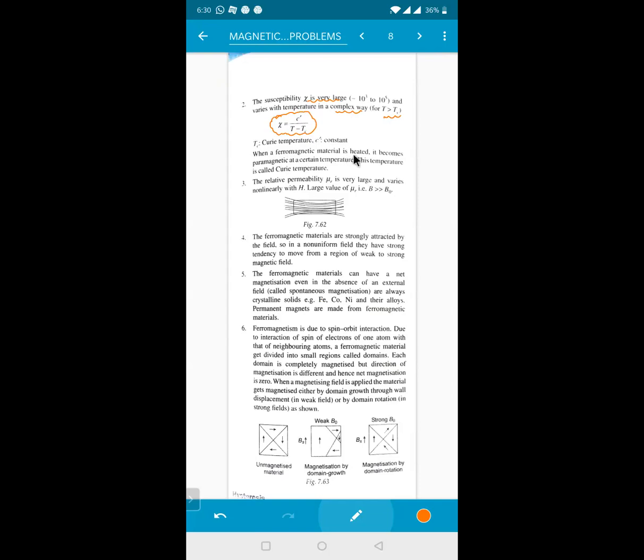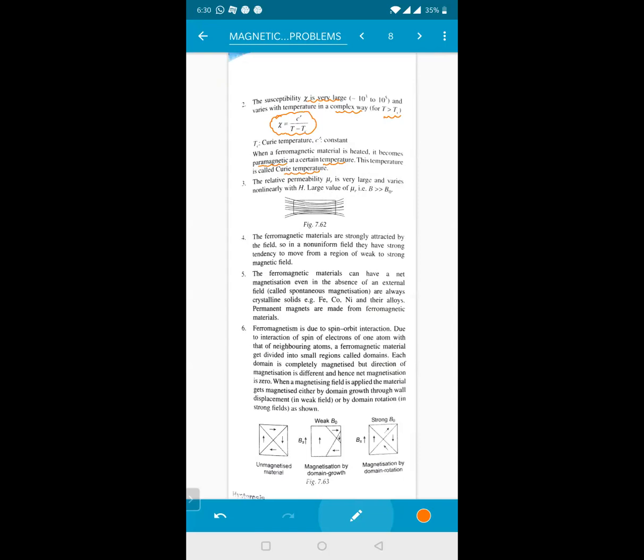So that means whenever a ferromagnetic metal is heated, it becomes paramagnetic at a certain temperature. This temperature is called your Curie temperature. When a ferromagnetic material is being heated, what happened? It becomes a paramagnetic substance at a certain temperature. This temperature is called your Curie temperature. Sir, does the Curie temperature change for each ferromagnetic substance? Yeah, each changes.